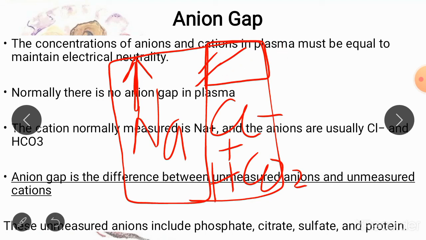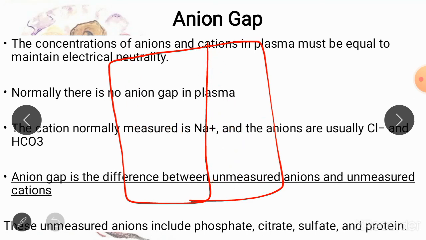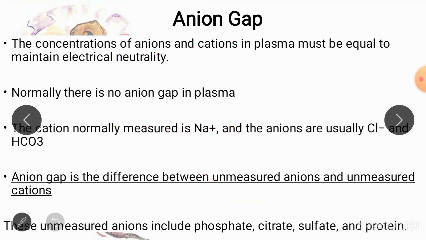Now let us see how these anions are responsible for causing anion gap. Anion gap is the difference between unmeasured anions and unmeasured cations. These unmeasured anions include phosphate, citrate, sulfate, negatively charged proteins, or even lactic acid. Now let us discuss this with the help of a diagram.